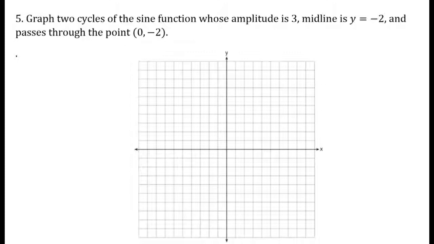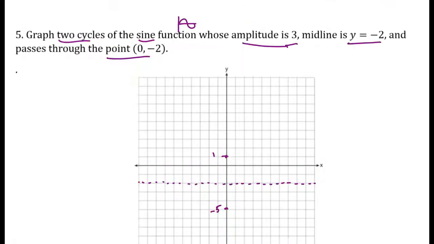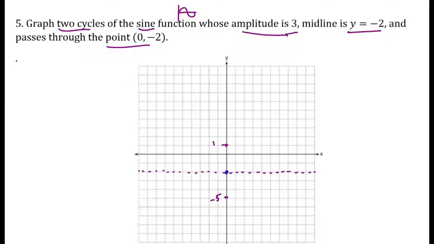Graph two cycles here of the sine function. So I'm thinking of sine, maybe draw a little sketch, whose amplitude is 3, whose midline is -2, and passes through the point 0, -2. So I got a sine function with a midline of -2. I always start with the midline. And from there, I'm going up 3 and down 3 to 1, to -5. I'm graphing a sine function, so I should be starting on the midline at 0, -2.